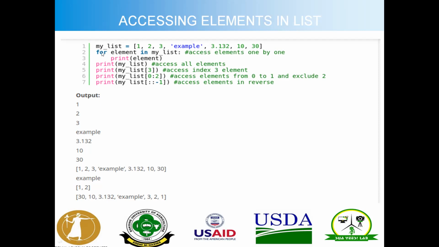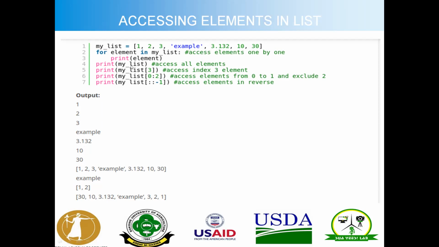So that's what is happening. There is a for loop: for element in my list. It means loop on the my list variable, assign each value to another variable called element, and then print the element. This is the output from the first print statement: 1, 2, 3, example, 3.1, 32, 10, and then 30.